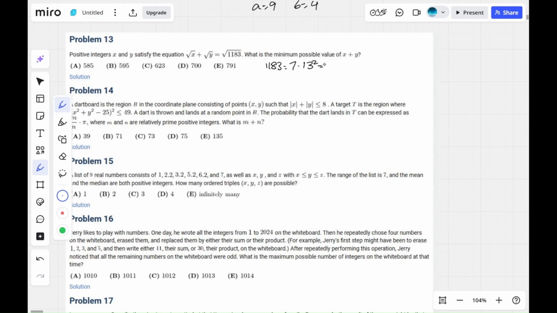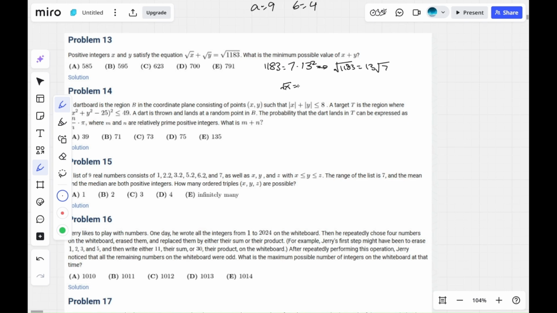So root 1183 is equal to 13 root 7, right? So that is equal to root x plus root y. And because we want to minimize x plus y, they're both going to be in the form a root 7. Over here, it's just the format. They don't have to be equal. So because x and y are both integers, this has to be an integer for both of them.